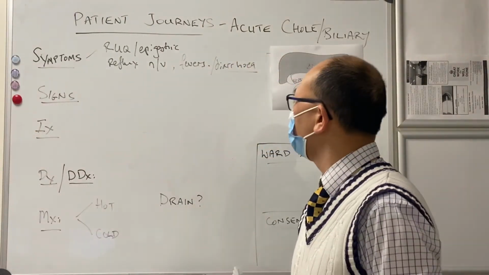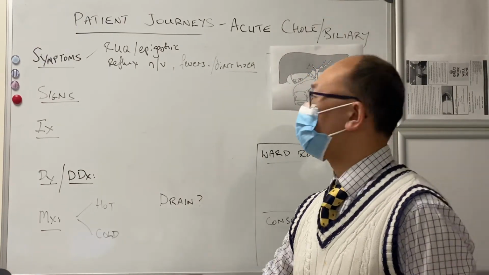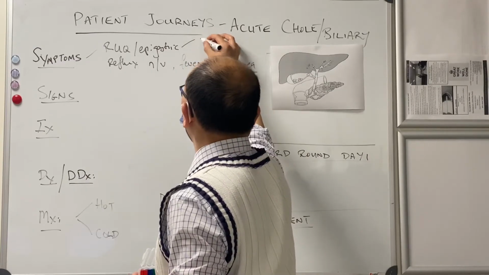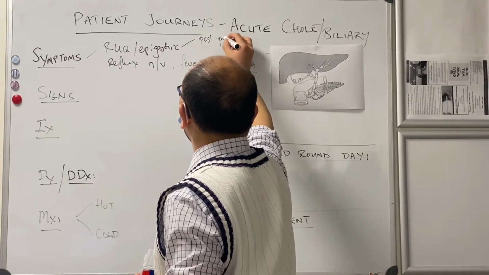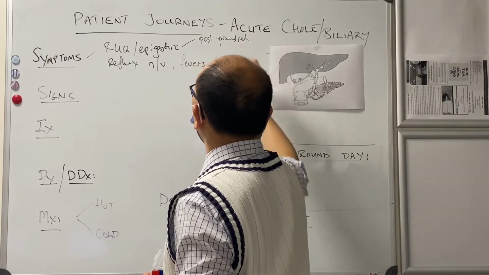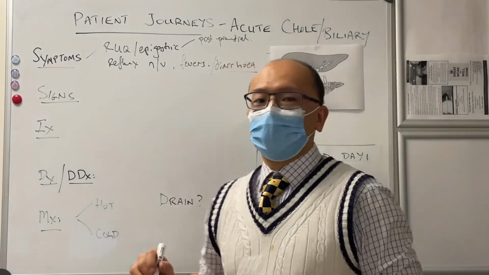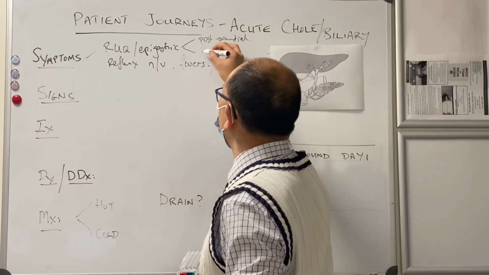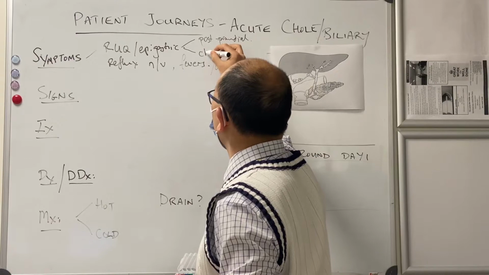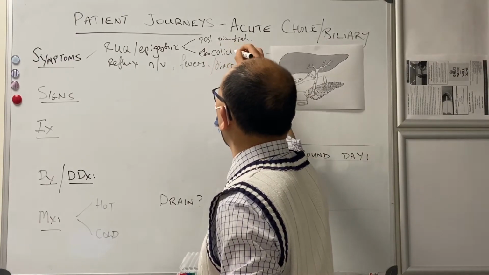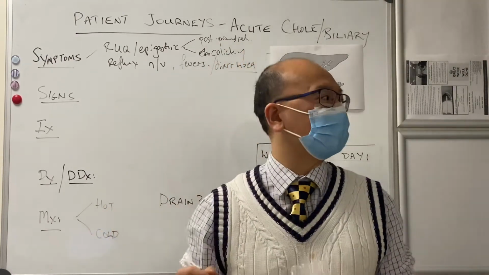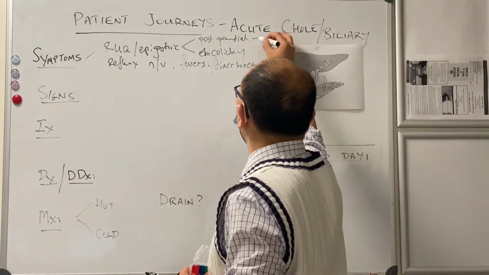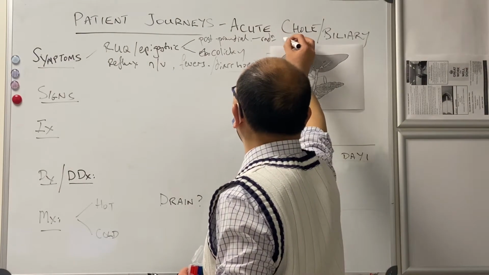Sometimes the nature of the pain can be quite suggestive of it. It can often be around food, so after ingesting food, postprandial. Intermittent in nature, biliary colic, though it's not like an intestinal colic. And it can radiate to the back.